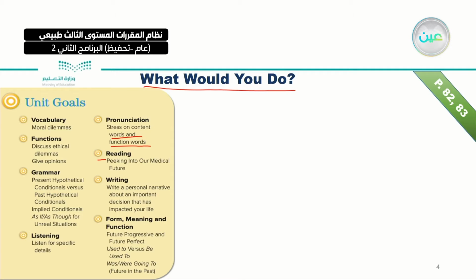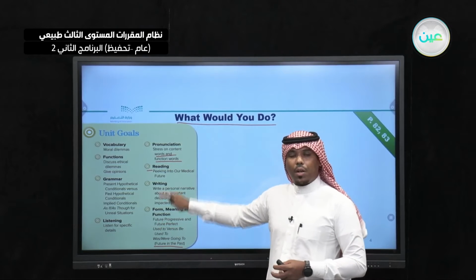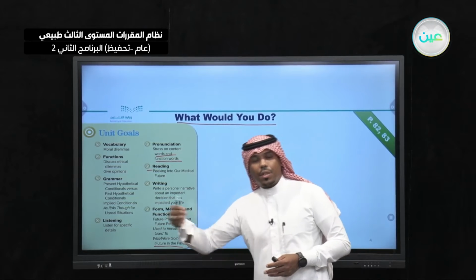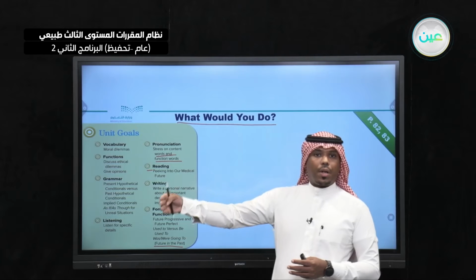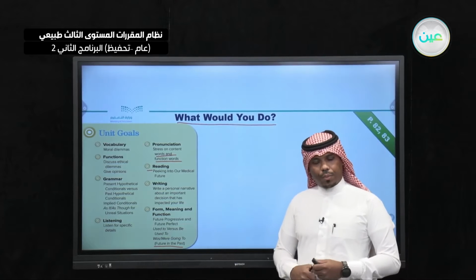Form, meaning, and function, as usual, we talked about this, and this is actually grammar: future progressive and future perfect, as we said earlier. Then used to versus be used to, and we're going to know the difference between these two. Was, were, going to, in the future or in the past. Future in the past. So these are the main unit goals we are going to go through, inshallah, in the next maybe 8 or 9 lessons. So let's start our lesson today with this question.